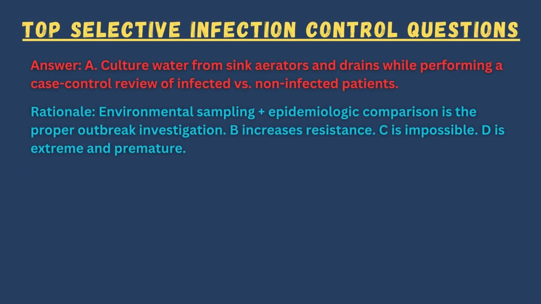Answer. A. Culture water from sink aerators and drains while performing a case control review of infected versus non-infected patients. Rationale. Environmental sampling plus epidemiologic comparison is the proper outbreak investigation. B. Increases resistance. C. Is impossible. D. Is extreme and premature.